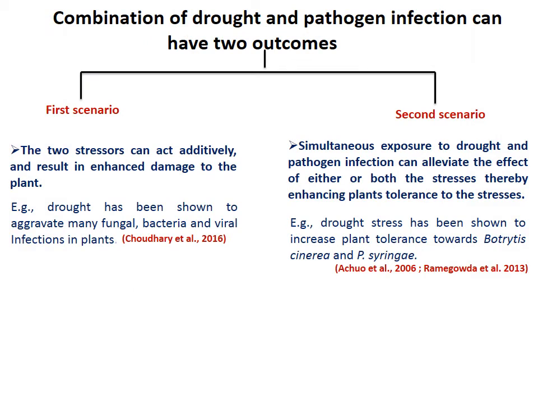The combination of drought and pathogen infection has two outcomes. The first outcome is that the two stresses can act additively and amplify the plant destruction. For example, drought has been shown to intensify many fungal, bacterial and viral infections in plants. The second outcome is that both stresses can act as antagonists to each other. That means the presence of one stressor reduces the effect of the other stressor and results in enhanced plant tolerance to the stresses. For example, drought stress has been shown to increase plant tolerance toward Pseudomonas syringae and Botrytis cinerea.